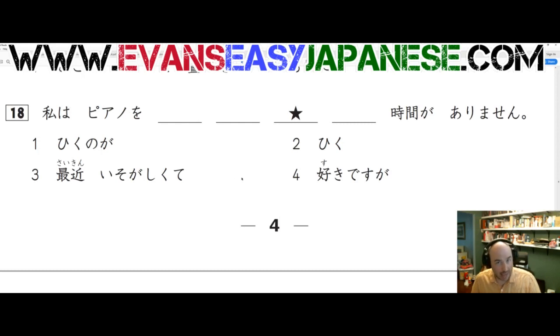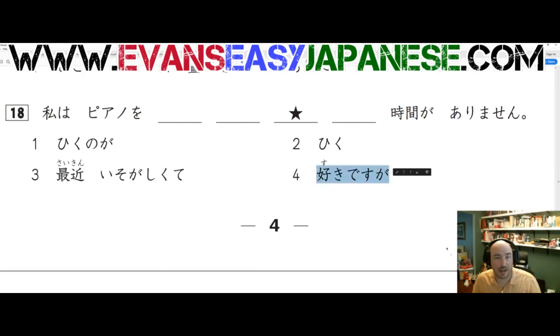What I think is happening here is that we don't have time. And then what kind of time are we talking about? One of these is going to be describing that time. And the reason why I know this is simply because I'm familiar enough with the grammar. What they're probably trying to say here is, I like playing the piano.